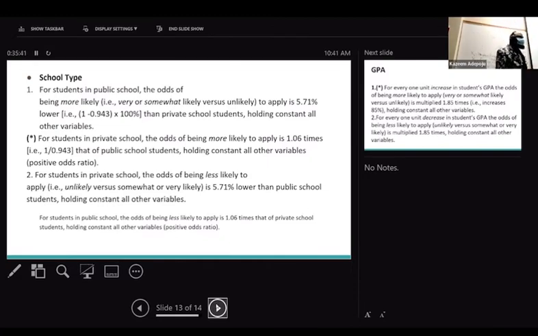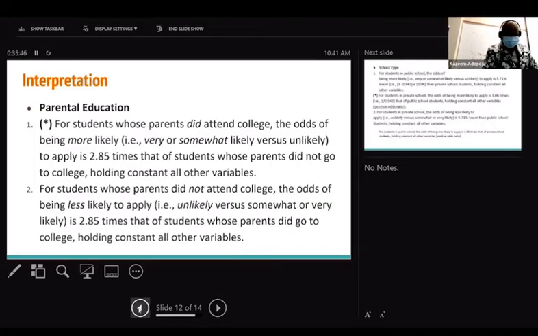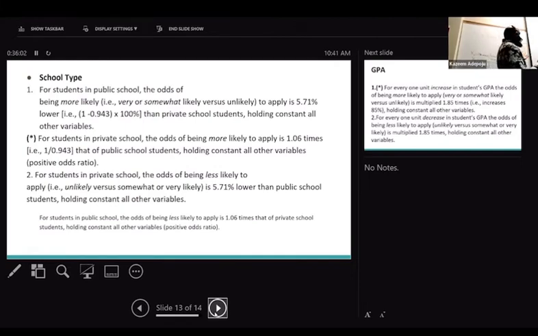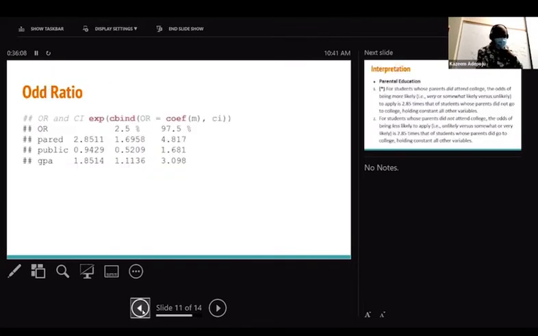Now, what about school type, public or private? Take a look at this here. For public or private, you can see an odds ratio of 0.9429, and the interval is from 0.5209 to 1.681. How do you interpret that? Don't forget, R actually returns part of the output as public. It means it coded public as 1 and it coded private as 0. That is why you see public appearing in your outputs.